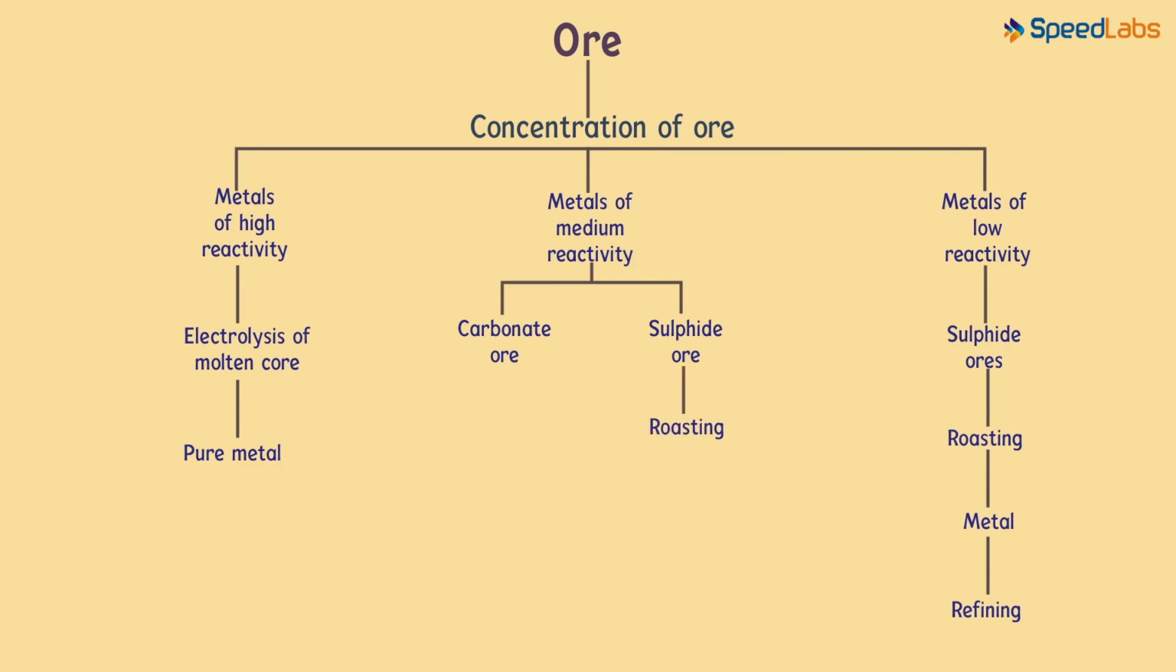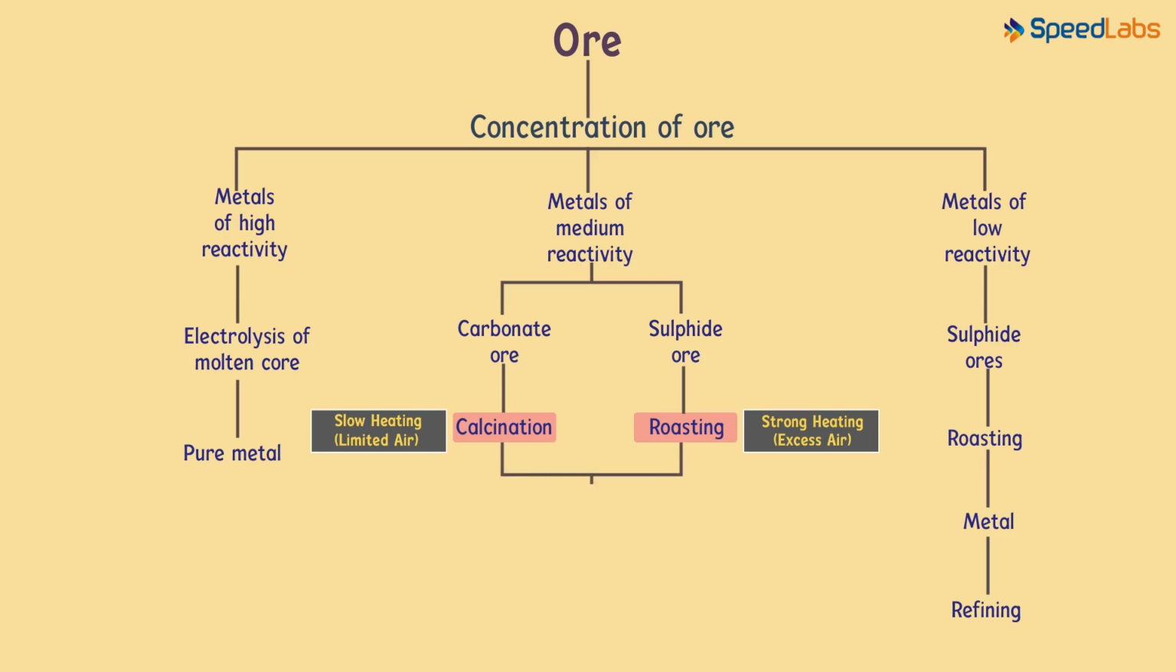On the other hand, carbonate ores are changed into their oxides by a process known as calcination. In calcination, the carbonate ores are changed into their oxides by slow heating in limited air. Roasting is strong heating in the presence of excess air, and calcination is slow heating in the presence of limited air. Both are used to convert the ores to their oxides, but roasting is used for sulfide ores and calcination is used for carbonate ores.